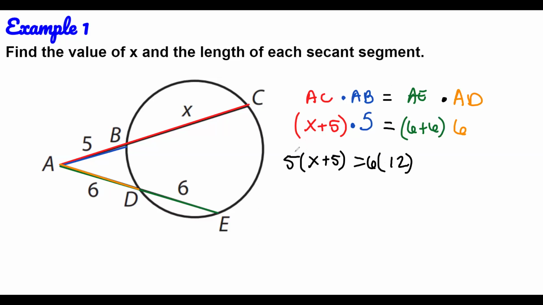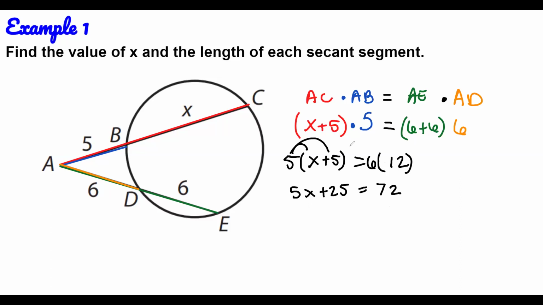So what do we do with this 5? Distribute it out. So we have 5 times x, 5x. 5 times 5 is 25. 6 times 12 is 72. And now we have our two-step equation.